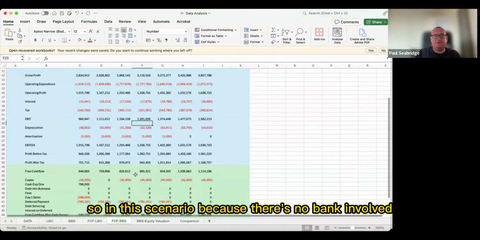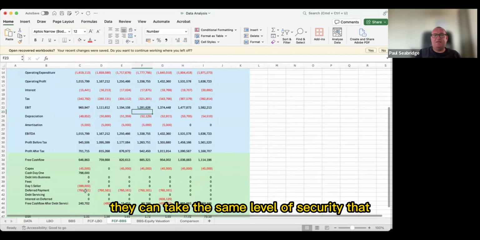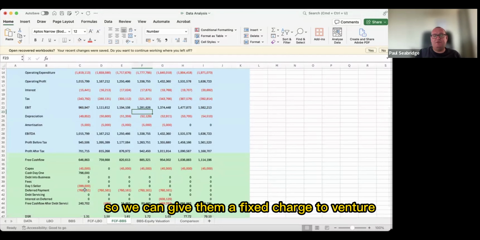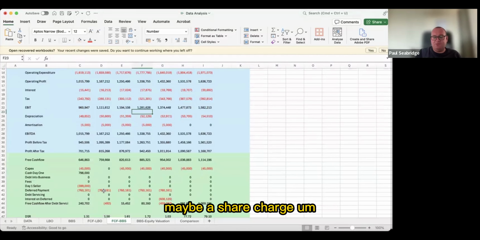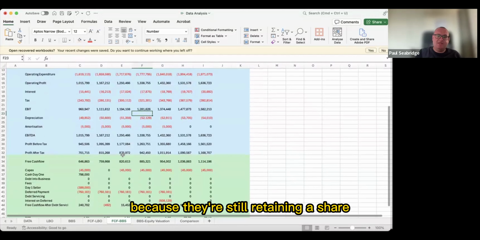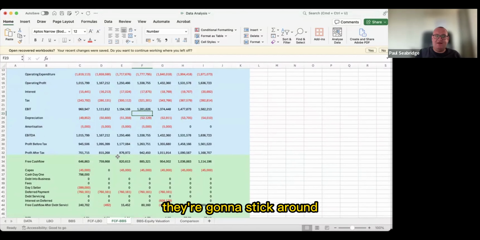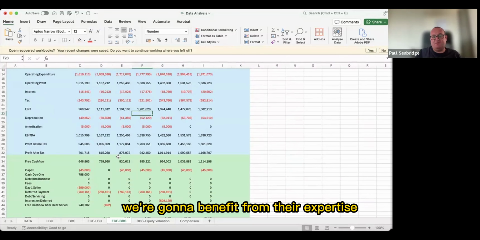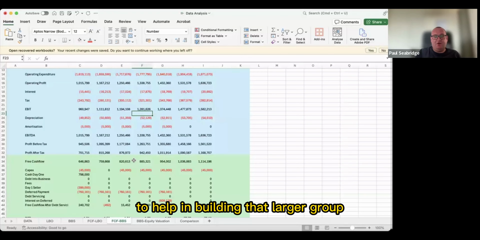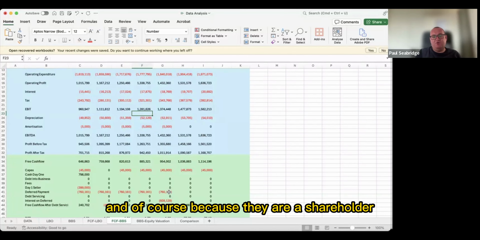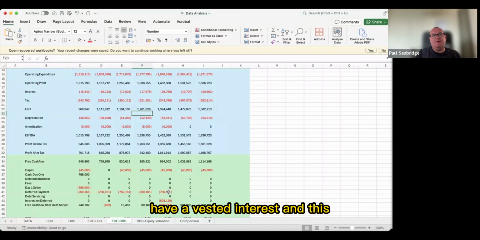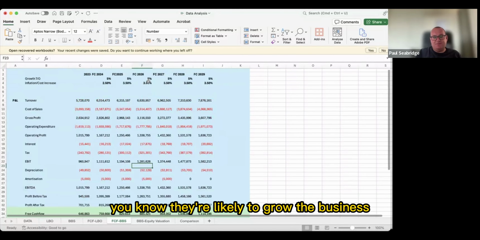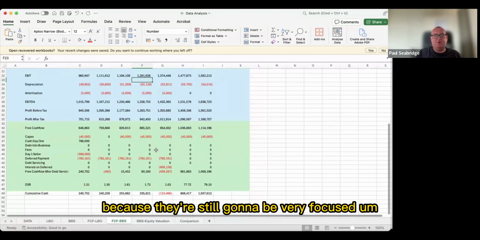So in this scenario, because there's no bank involved, they can take the same level of security that the bank would have. So we can give them a fixed charge debenture, maybe a share charge, until such point as everything is paid. A great benefit from our perspective is that because they're still retaining a share, they're going to stick around, they're going to come on the journey. We're going to benefit from their expertise to help in building that larger group. And of course, because they are a shareholder and have a vested interest, this structure, they're likely to grow the business because they're still going to be very focused on it.